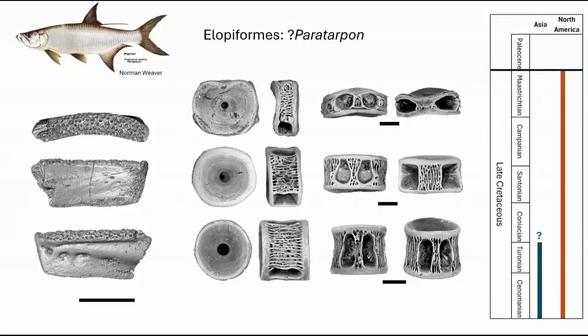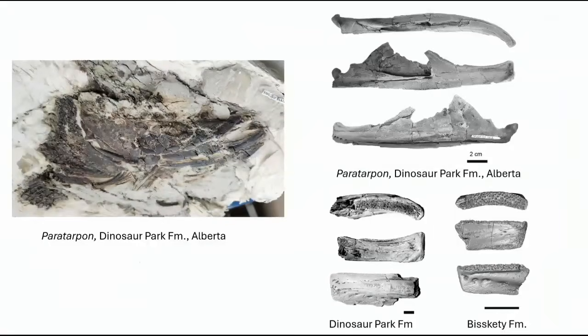Nearly 40% of the centra in Martin's sample were this elopiform. It looks very similar to paratarpon, and the question will be how close it is. We have material I think will be useful in sorting that out.